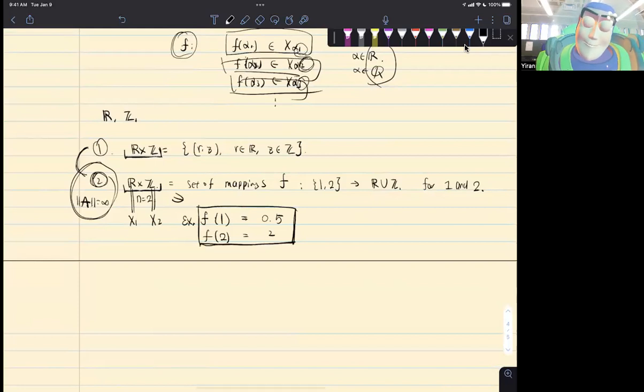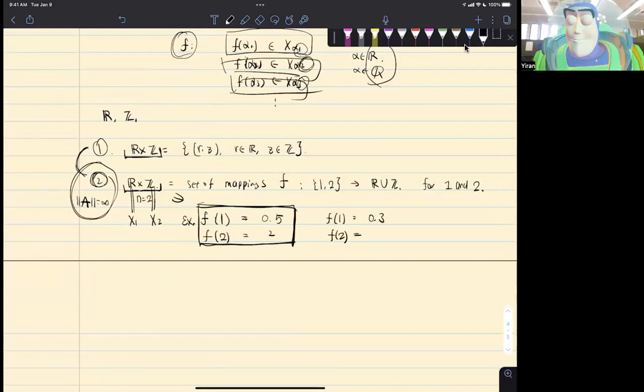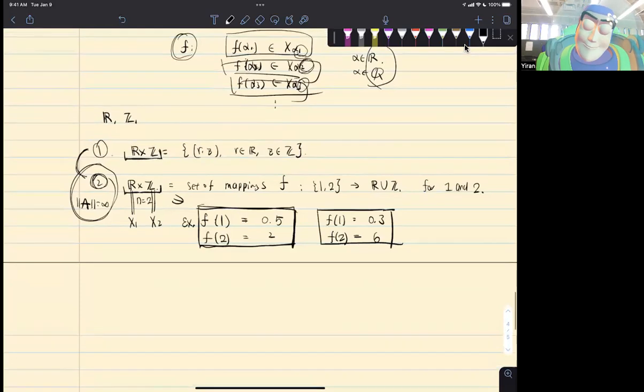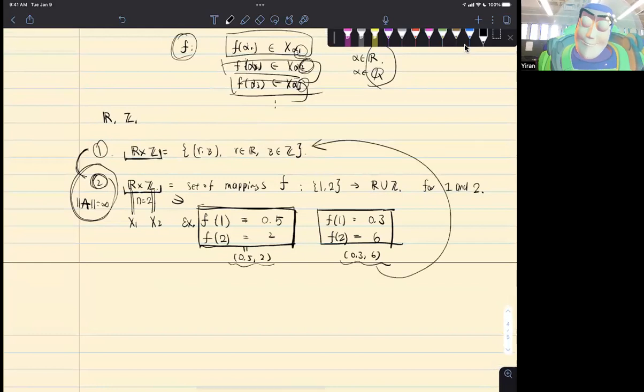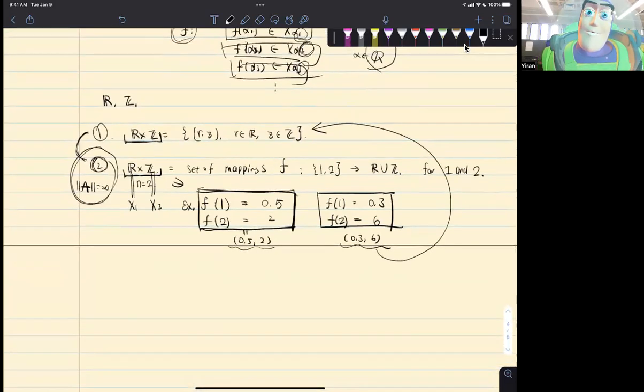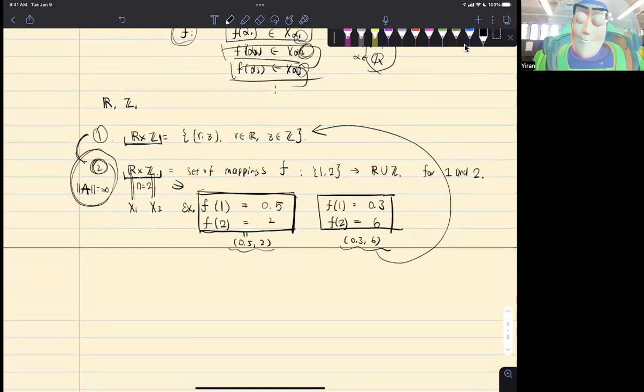This is one function. I can write a different element in this Cartesian product. For example, I can write F(1) equal to 0.3 and F(2) equal to 6, right? And this is another element in this Cartesian product. You can think of this as the tuple (0.5, 2), and this as (0.3, 6). Notice that those tuples are the familiar ones in this collection. Okay, I hope you have a better idea on the difference between the first and the second definitions.